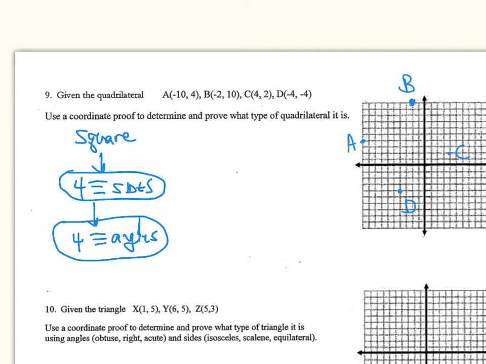So to prove that it has 4 congruent sides, I would draw in triangles and do the Pythagorean theorem to get my supporting evidence. And to get 4 congruent angles, I'd have to find the slopes and show that those slopes are opposite reciprocals.